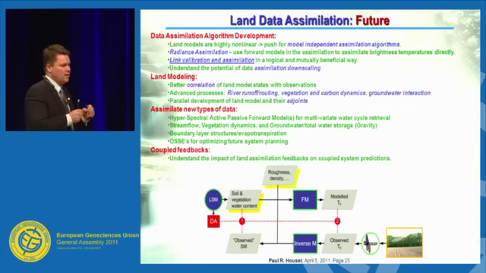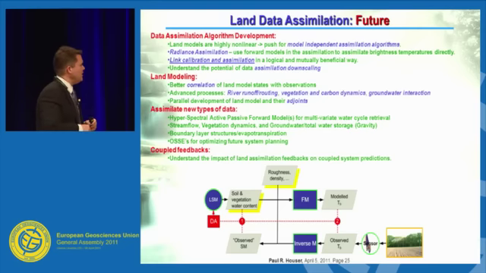Well, for assimilation, we need an unbiased estimate. So if we can link calibration to reduce the bias and assimilation to reduce the time-varying error, then we can get a model that really learns from the observations. And also understand the potential for data assimilation downscaling. We need better land models. I already talked about some of that, using advanced processes.